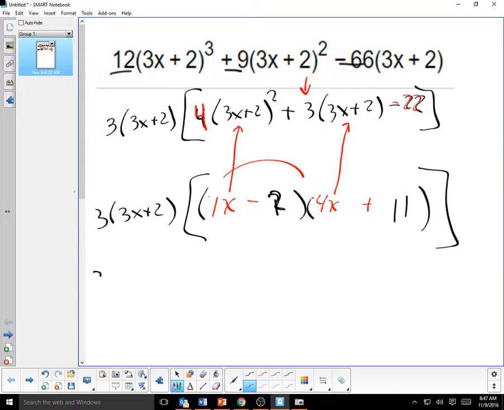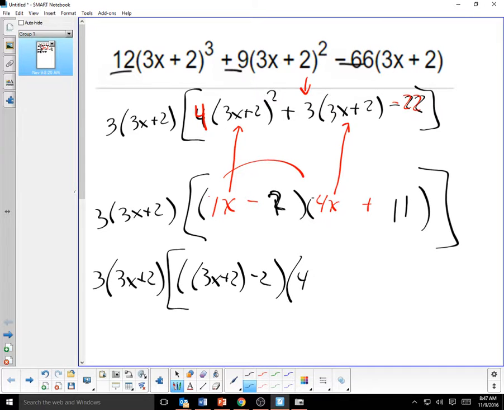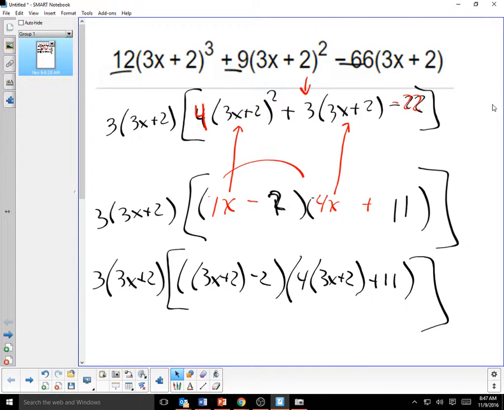So let me rewrite this for you. This is going to be 3 times (3x plus 2) times (3x plus 2 minus 2) times 4 times (3x plus 2) plus 11 close close. That's the answer? Yep. Okay?